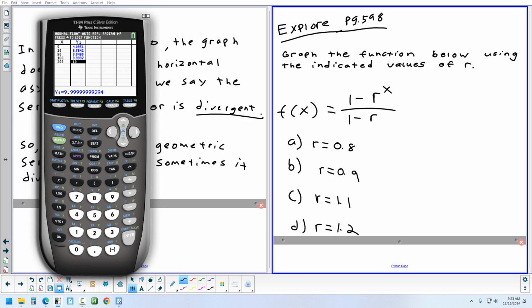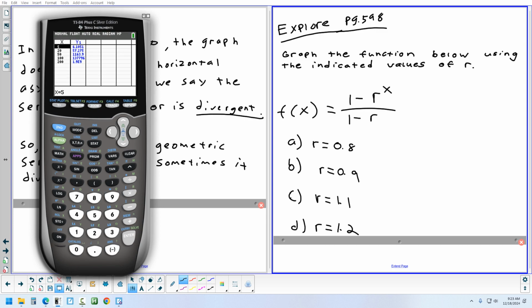Okay? The closer that this starts to get to 1, like if I made it 0.95, it would still get closer to a number, but it would take a little bit longer. But it's still going to get closer. Now let's try 1.1. So let's put in 1.1. Let's go to our table, and let's look at what happens now.